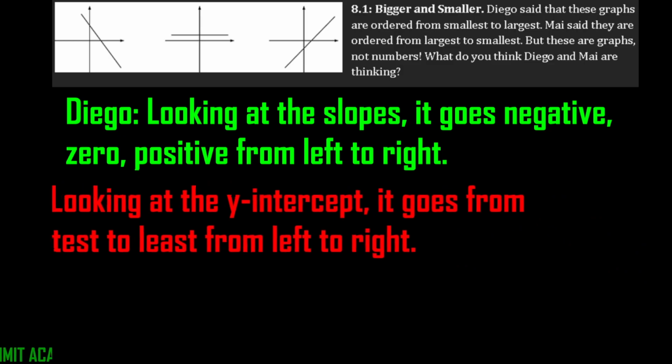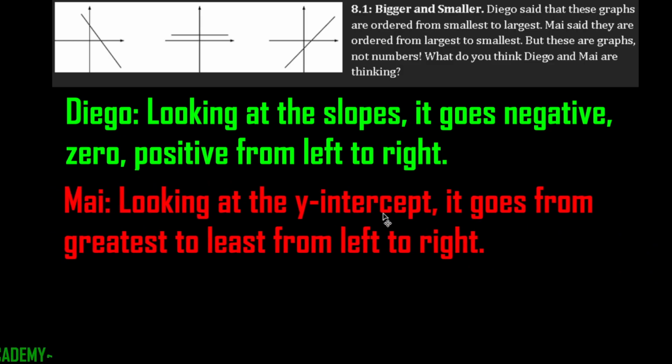However, if you're thinking for Mai, you could say Mai is looking at the y-intercept, meaning where it hits the y-axis. If you look at the first one, it goes from greatest, meaning the highest one, to the lowest one. If we give a number, this one is about 5, this one is about 2, and this one would be about -3. Notice how these y-intercepts are going from greatest to least.